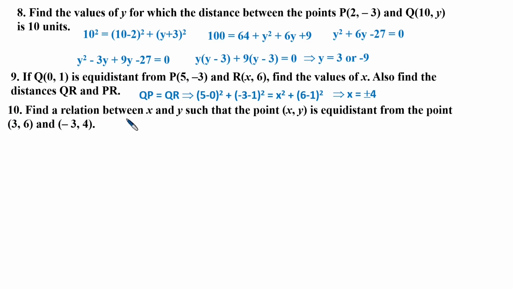Now 10, find the relation between x and y such that point (x, y) is equidistant from the points. These are all very similar. So I am repeating again and again. So here again you see the same thing. (x, y) is equidistant from this.